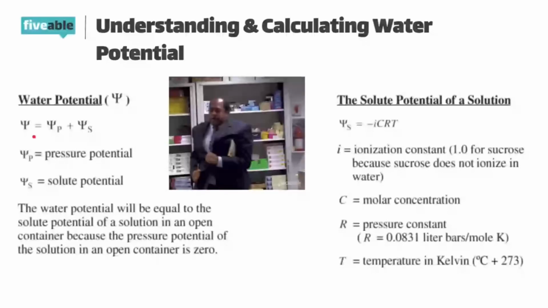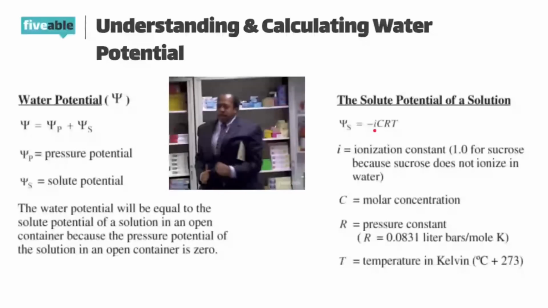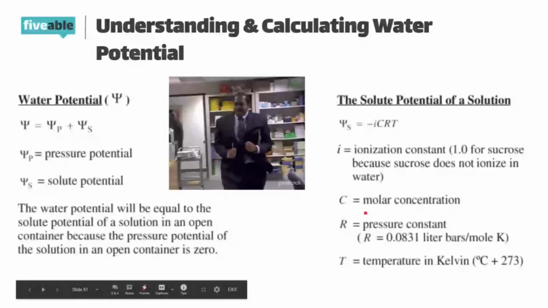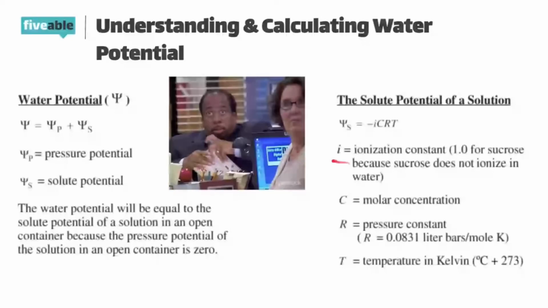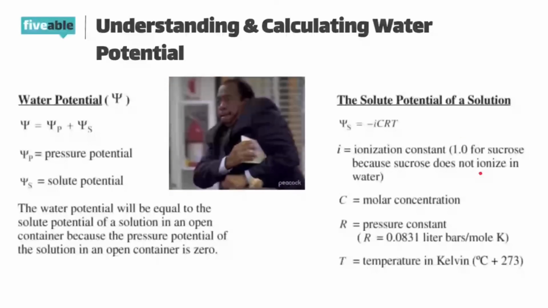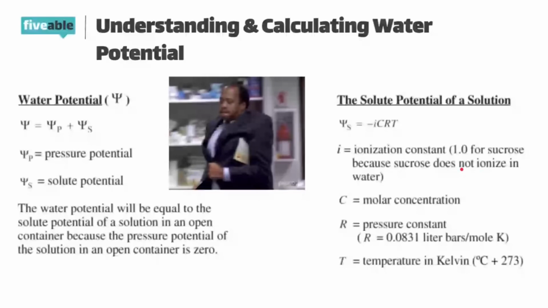The second part, if you are solving for solute potential, you have 4 variables, okay? R is given to you as a constant. Molar concentration will either be given to you or you'll have to find it on a graph. And then ionization constant, it's either going to be 1 or 2. If it's sucrose, it's 1, and they tell you that. But if it's salt, for example, we should know by now that NaCl dissolves into 2 ions, and so that would be 2. And I have an example problem coming up next.